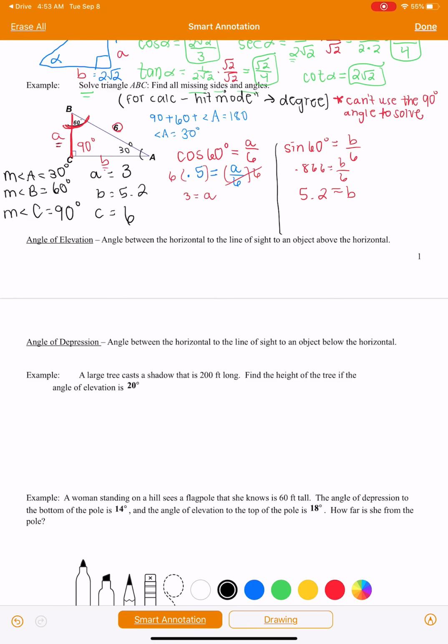So now let's learn a couple of vocabulary words that we're going to be using throughout this year. So angle of elevation, okay, that's the angle between the horizontal line of sight to an object above the horizontal. And then angle of depression would be an angle between the horizontal line to the line of sight to an object below it.